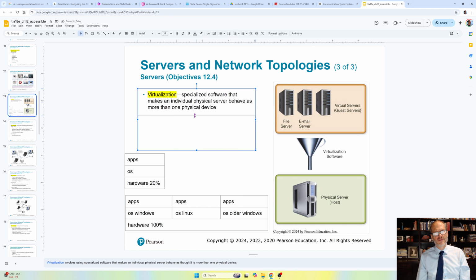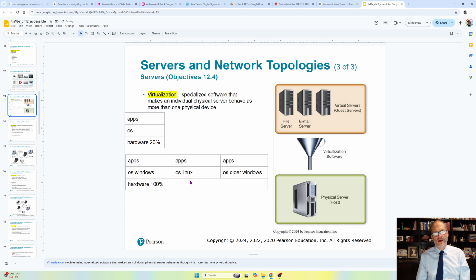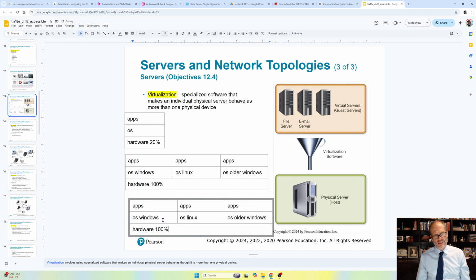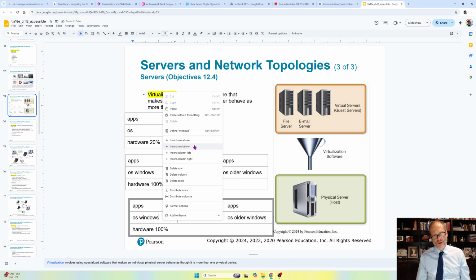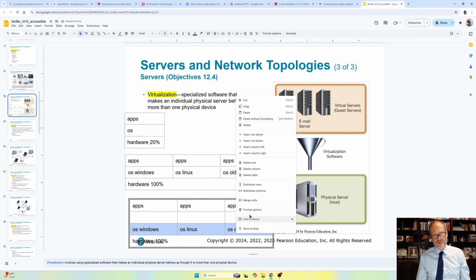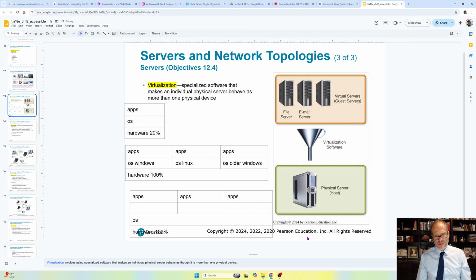The problem with this configuration is that there's a lot of overhead with operating systems. So that was using up a lot of the resources on a computer. So somebody else came along and said, well, how about if we do this? I'm going to insert a row above. And they said, all right, this is going to be one row. So we're going to merge that, and we're just going to call it OS, okay? Whoops. OS. There we go. And I'm going to get rid of this. I can't get rid of that.